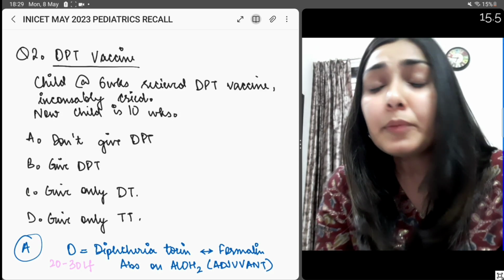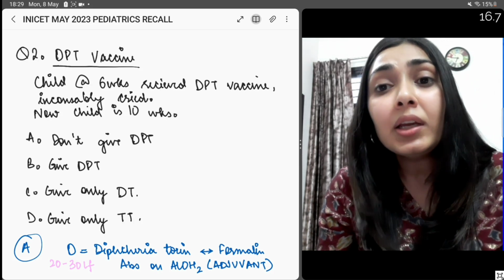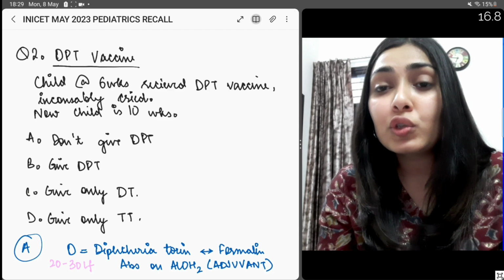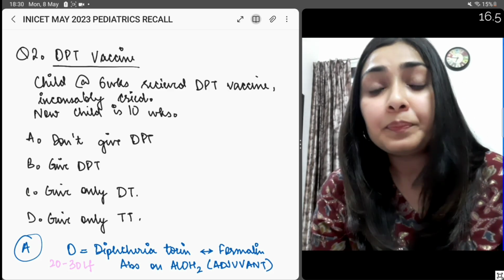Option A: don't give the DPT vaccine. Option B was give the vaccine. Option C was give only DT. That is, don't give the pertussis, which is notorious for these side effects. And the last was give only TT.